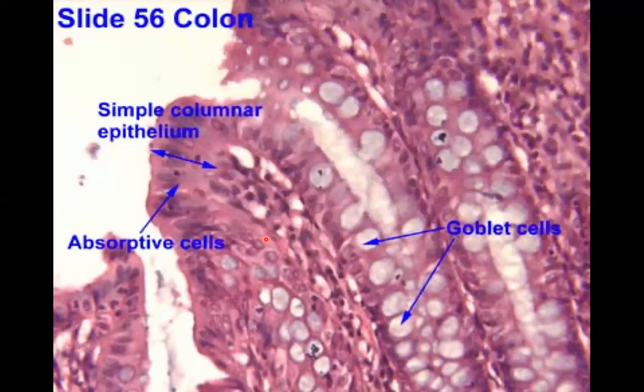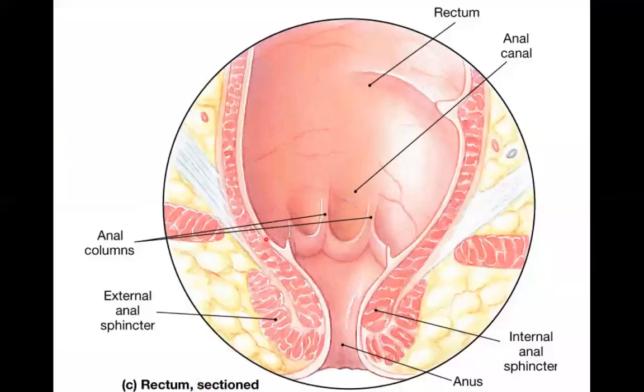In between the 2 layers we will find the Auerbach plexus. The outermost layer is the serosa layer, covered completely by serosa. Okay, this is regarding all the colon. We have explained the whole colon, up to the rectum.